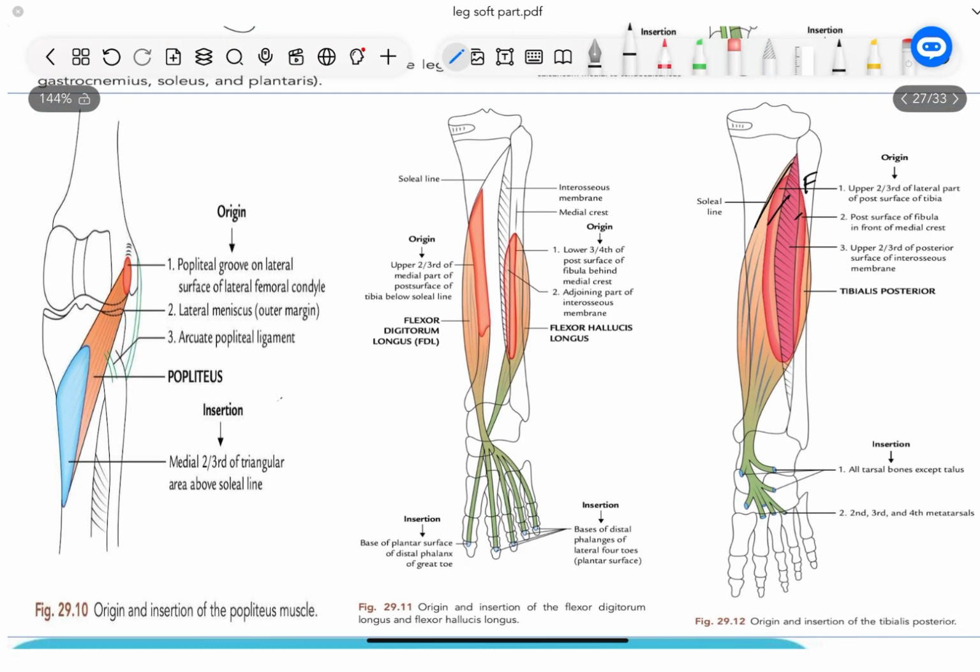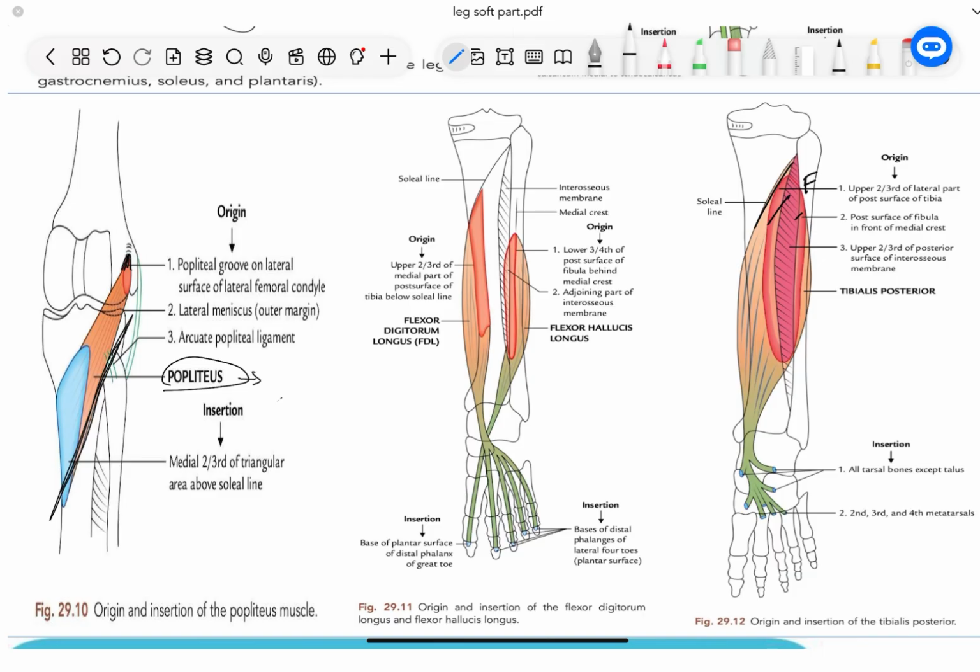Now first I will explain about the deep muscles. Let's see popliteus. Popliteus arises from the anterior part of the popliteal groove on the lateral condyle of the femur. Where is it inserted? The tendon will be inserted in the middle two-thirds of the triangular area above the soleal line. We know there is a soleal line, and above it, it will be inserted.